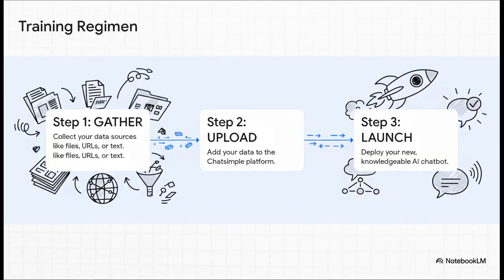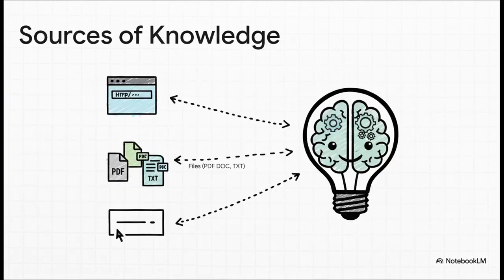And you know what? The actual process is ridiculously simple. It's literally just 3 steps. First, you gather up all the info about your business. Second, you upload it. And third, you hit launch. That's it. Your chatbot is now trained and ready to get to work. And what's really cool is how flexible this is. You can train your AI on pretty much anything. You can just give it your website's URL, you can upload entire PDFs, Word docs, you name it. You can even just copy and paste text right into it. The more you give it, the smarter it gets.